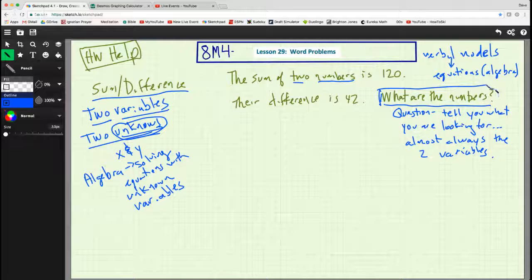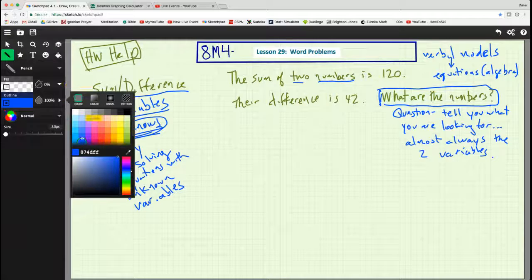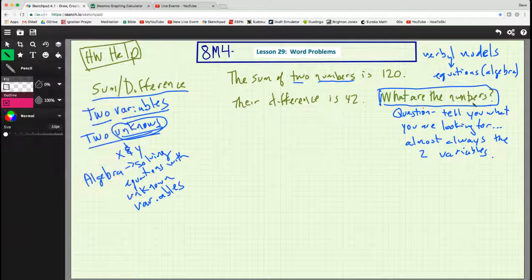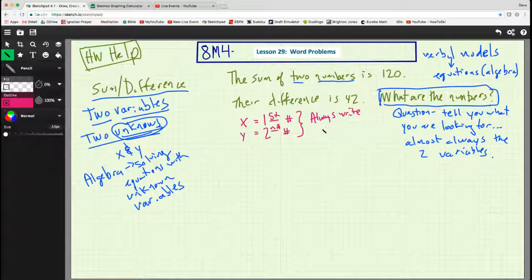We know what you get when you add them together, and we know what you get when you subtract them. So if I don't know what the numbers are, and I have no other reason to call them A or B or X or Y, I usually just say X and Y. I'll call them X and Y. So X is going to be my first number, and Y is going to be my second number. And why do I always write this out? I always write out your unknowns.